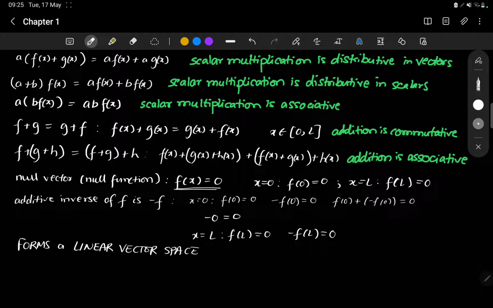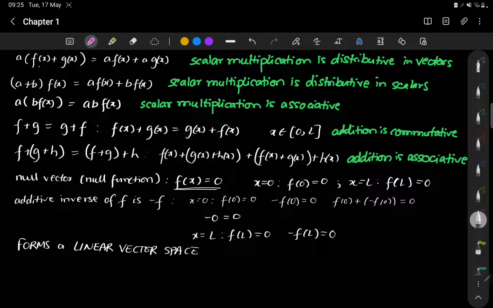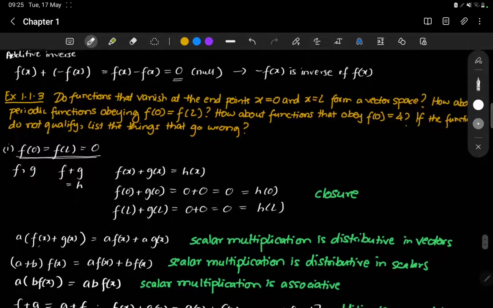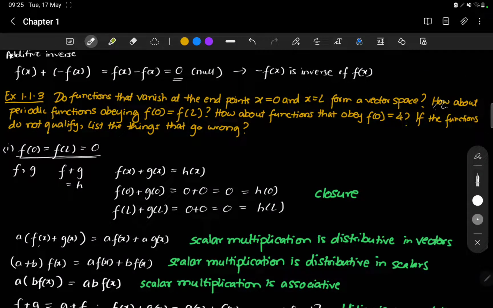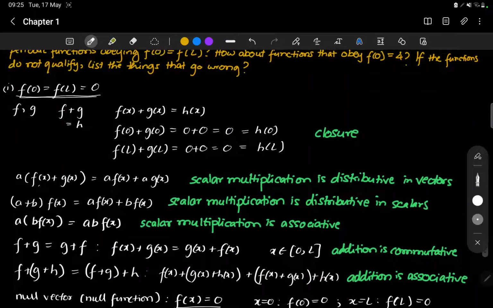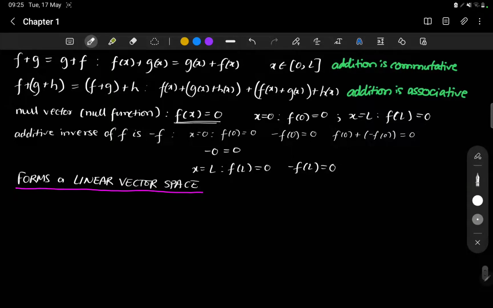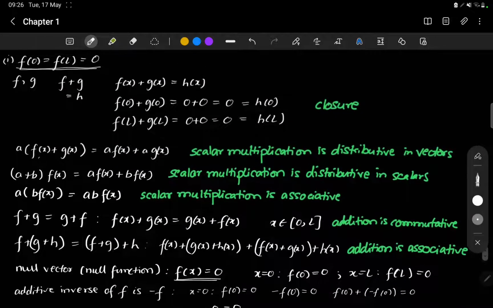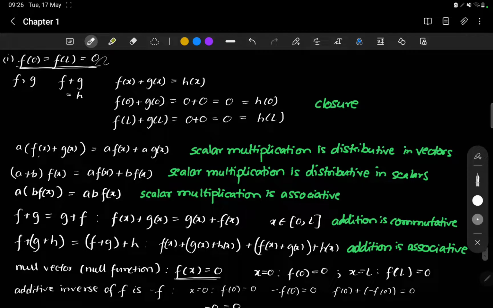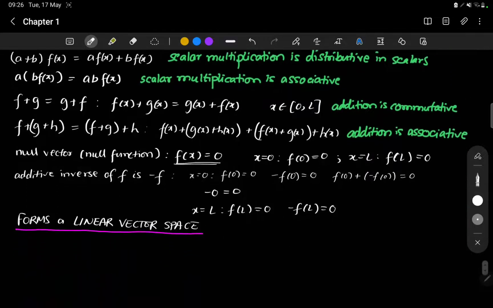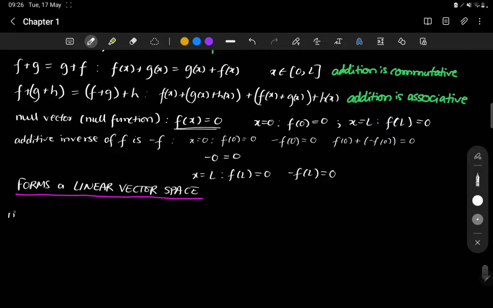This is the conclusion that we draw for the first class of functions that we were given. Next let us look at the second class of functions. How about periodic functions obeying f(0) equal to f(L)? Now these periodic functions, meaning the values at the endpoints are the same, it's a constant, and this constant is non-zero, because for 0 we have already looked at this case 1. So let us take this to be some non-zero constant.